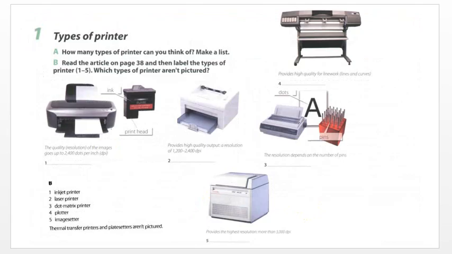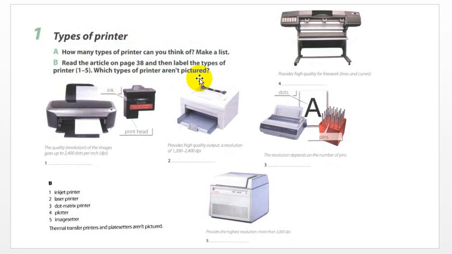Okay, the first task of this unit is task number 1, types of printer. The first question is, how many types of printer can you think of? Make a list. Think about the types of computer, and have your pen and paper and write a list of printers. How many printers do you know? Read the article on page 38 and then label the types of printer 1 up to 5.